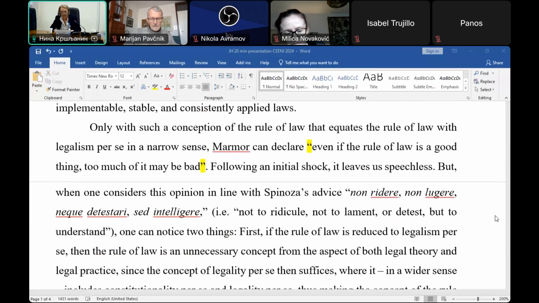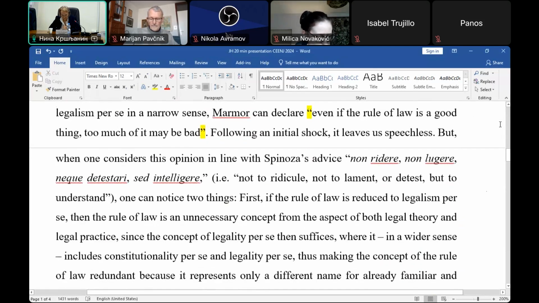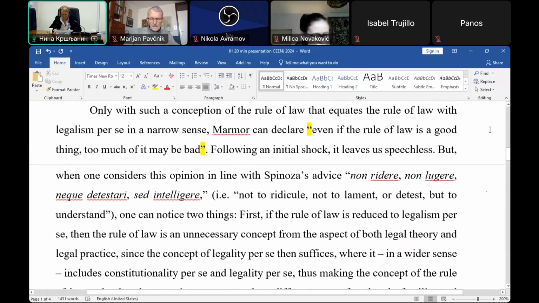Marmor can declare, I quote, "Even if the rule of law is a good thing, too much of it may be bad." The end of quotation. Following an initial shock, it leaves us speechless, but when one considers this opinion in line with Spinoza's advice, non ridere, non lugere, neque detestari, sed intelligere, i.e. not to ridicule, not to lament or detest, but to understand, one can notice two things.